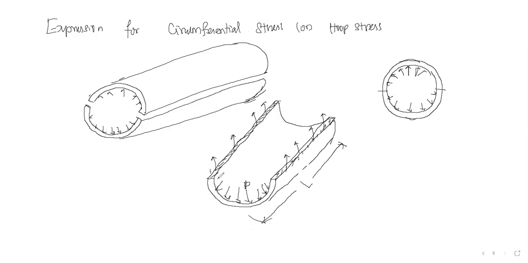So this is our diameter D and this is our wall thickness T. Now let us move on to the stress formula derivation. First of all, consider a small thin cylinder. It has the thickness of T and the length of L, and it has the internal pressure small p.